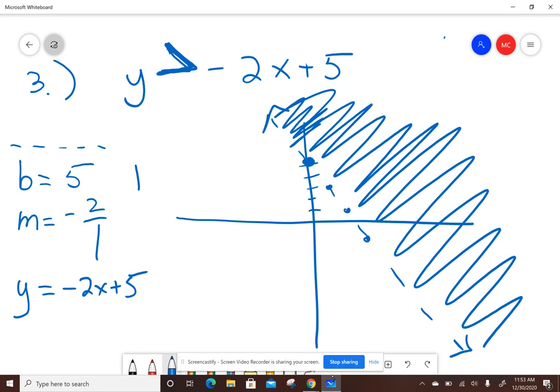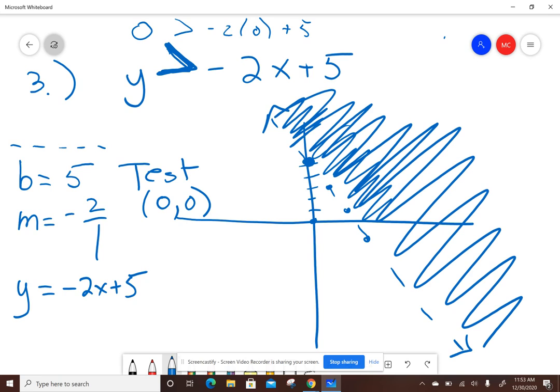Now, to test it, I test the point (0, 0). So (0, 0) is right here, and it should not work when I test it because it's not inside the solution set. So is 0 greater than -2 times 0 plus 5? Is 0 greater than 5? No. And that's good news because the side we shaded did not include (0, 0). So that means I shaded it correctly.